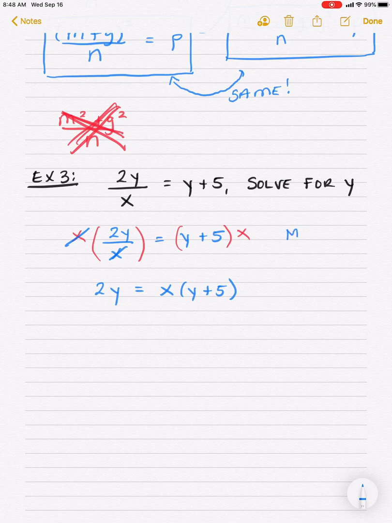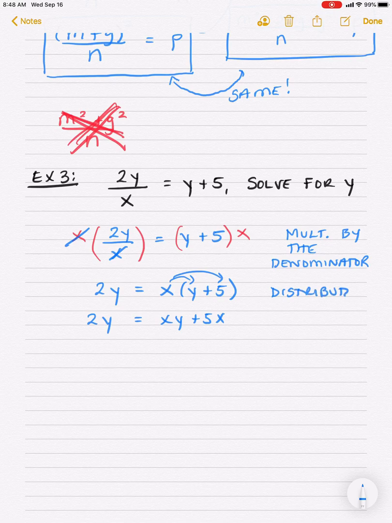So I want you to start by multiplying by the denominator. And if there's no denominator, then you get to skip over this step and the problem will be even easier. I'm going to go ahead and distribute the x. Okay, so now what do we do?